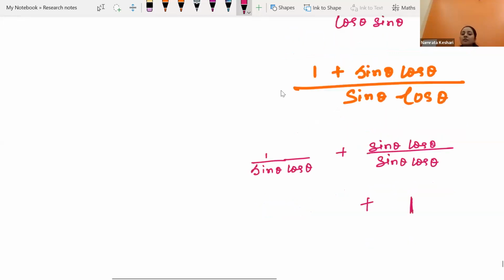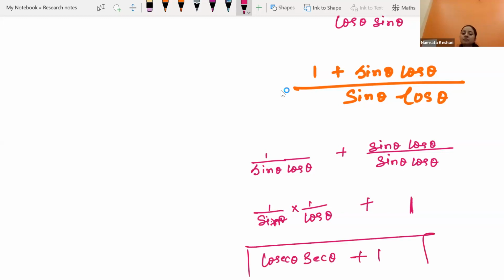And the first part can be written as, since we want to prove, and if you focus, on the right hand side sec theta cosec theta is there, so we can write it like this: 1 by sine theta into 1 by cos theta. Hence it will become cosec theta into sec theta. And we are done with the proof. Yes or no?